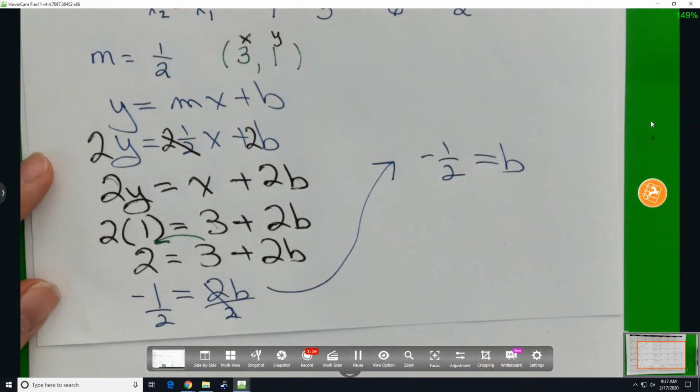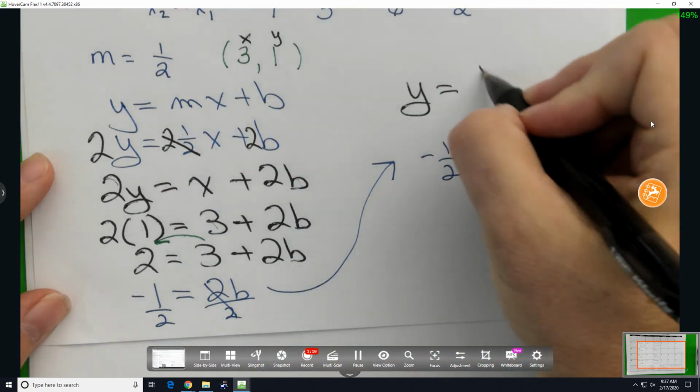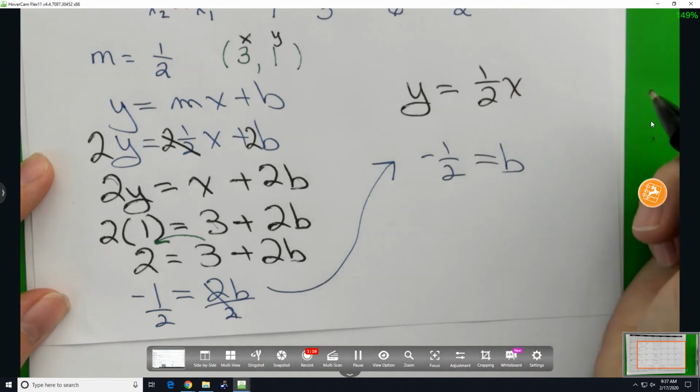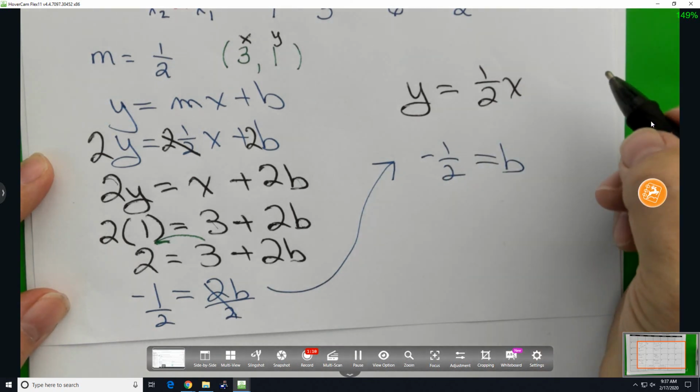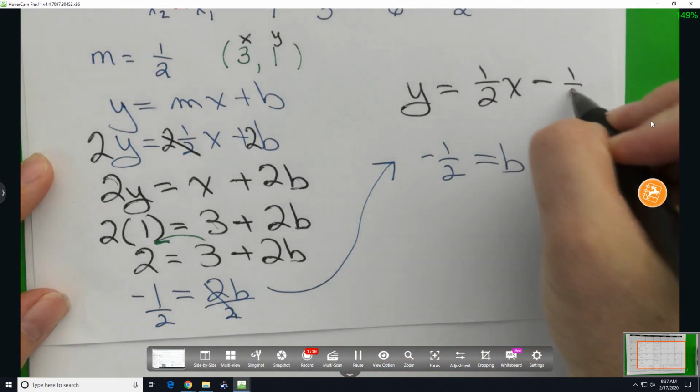But the final answer, they wanted the equation, not the b value. So what am I going to type into my MyMathLab? We had y equals 1/2 times x. Instead of saying plus and negative, I'll just say -1/2.